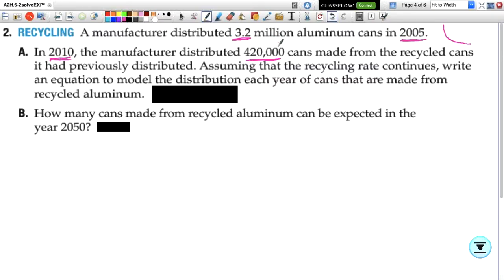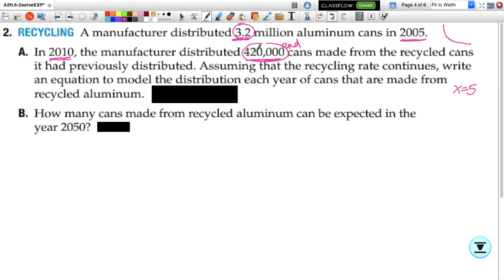My question to you is, how much time has passed for it to go from 3.2 million to 420,000? Well, it took from 2005 to 2010. So our time frame is 5 years right now. It started with 3.2 million and it ended with 420,000. Do we know the growth rate? No, but we know it's going to be between 0 and 1, okay? Because it went down. It's an exponential decay.